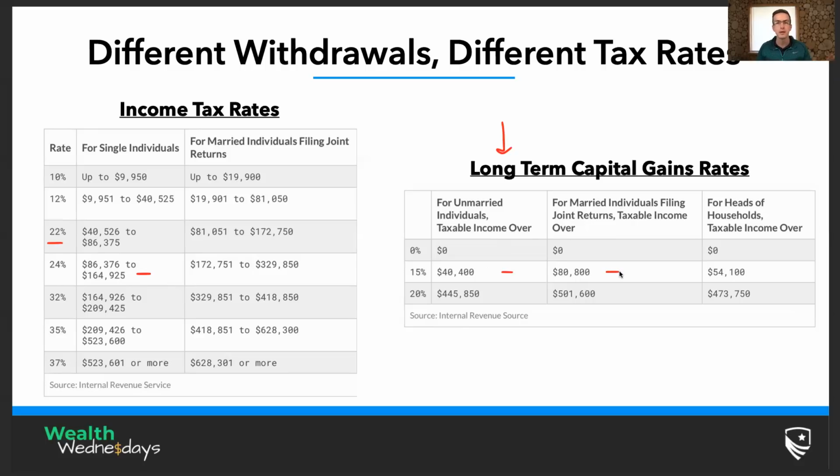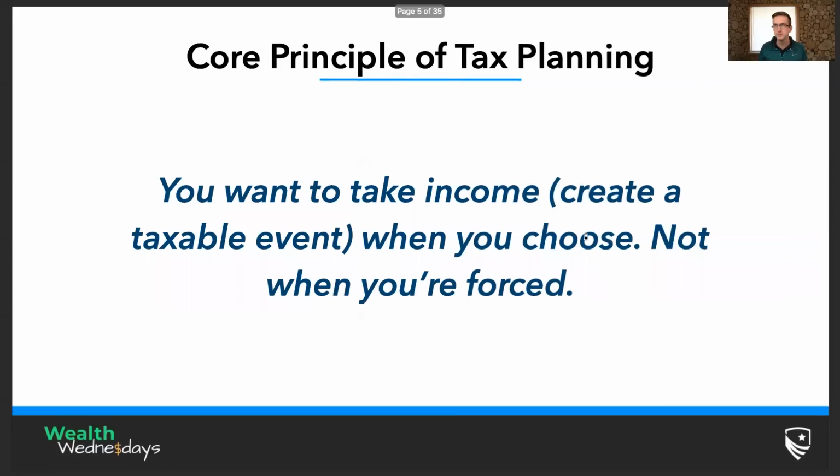So again, my goal so far is basically just to lay the groundwork that your taxable account can actually be very valuable if you fix the leaky bucket. From here on out, we're going to be talking about how to fix that leaky bucket. Okay. And so when we think about the 5 rules that we'll follow, there's a core principle of tax planning that we always want to remember, whether we're thinking about any area of our retirement tax situation. We want to take income and create a taxable event when we choose, not when we're forced.